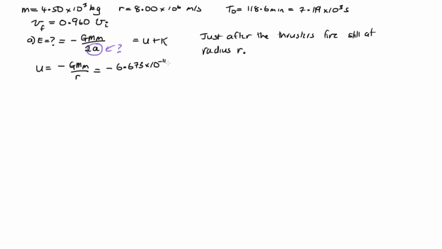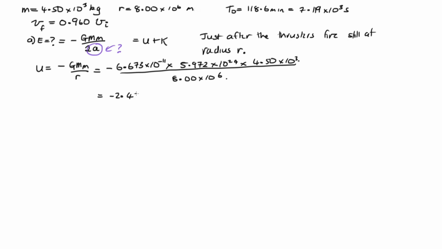6.673 times 10 to the minus 11, times the mass of the Earth, which is 5.972 times 10 to the 24, times the mass of the satellite, which is 4.50 times 10 to the 3, divided by r, which is 8.00 times 10 to the 6. Sorry, that shouldn't be meters per second. I've miswritten the units there. That should be meters. And so solving this, we get U is equal to minus 2.42 times 10 to the 11 joules.